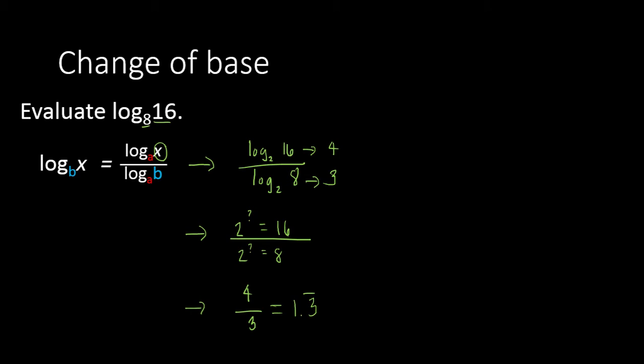Now, this still would have worked had you done it the way we've been doing it, where we use log base 10. So let's do it that way as well. Had I kept log base 10, I would have done log base 10 of 16 over log base 10 of 8. I would have had to use my calculator because 10 to what exponent equals 16? I have no idea. 10 to what exponent equals 8? Again, no idea.